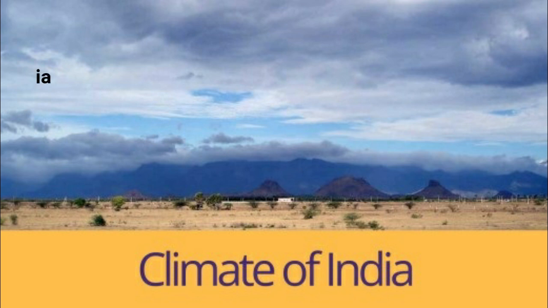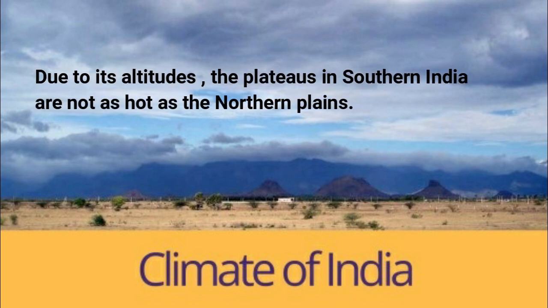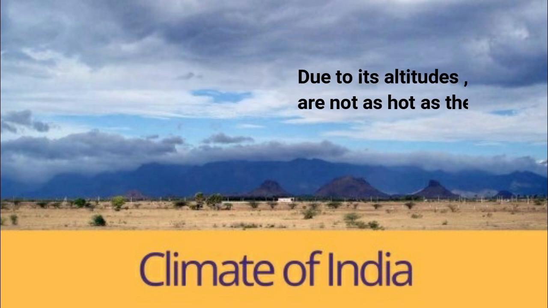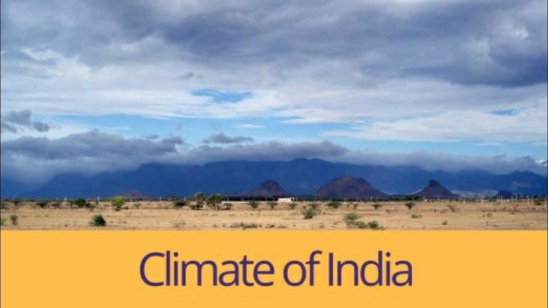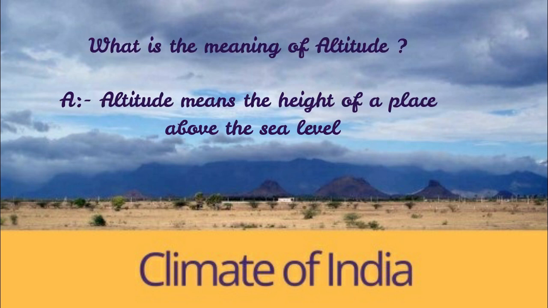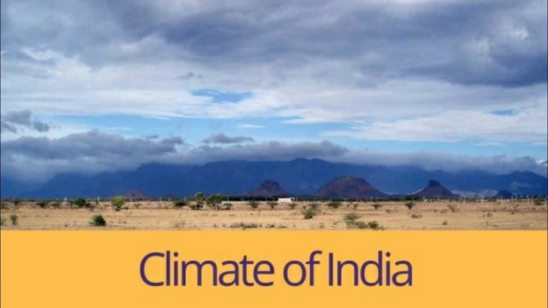Due to its altitude, the plateaus in southern India are not as hot as the northern plains. Now, students, do you know what is the meaning of altitude? Altitude means the height of a place above the sea level. The coastal areas have still lower temperatures due to the cool sea breeze.